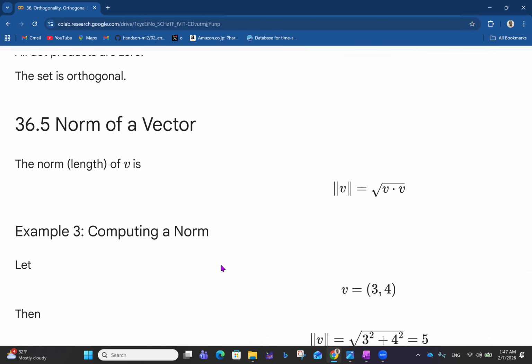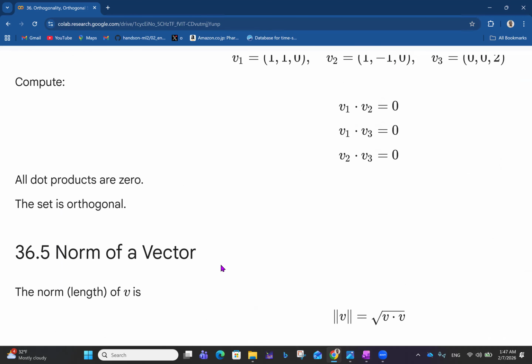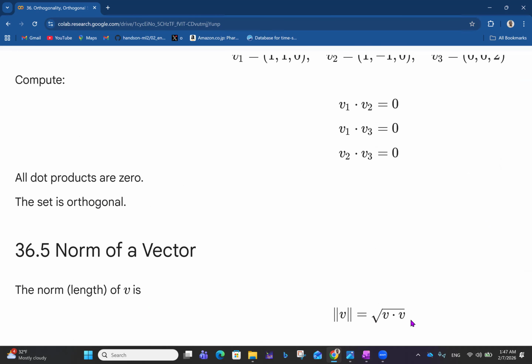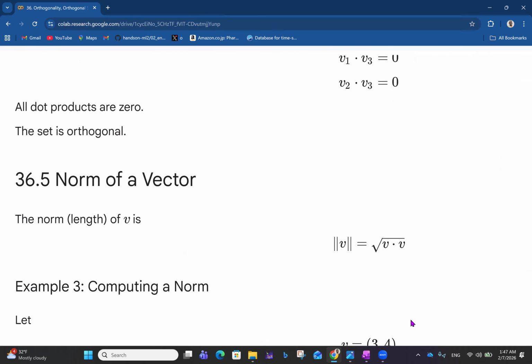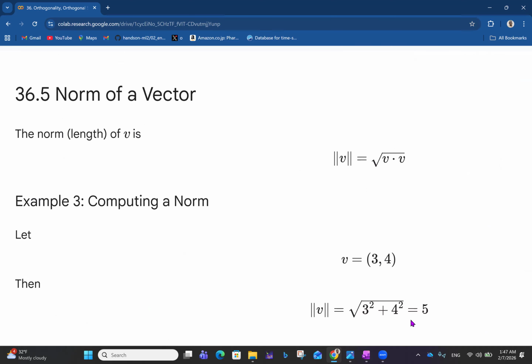Right. Now we go ahead to talk about the norm of a vector. The norm, or the length, of a vector v is norm v, which is the square root of v dot v. So it's the square root of the dot product of the vector with itself. So how do you compute it? You have v, let v be 3 comma 5, right?